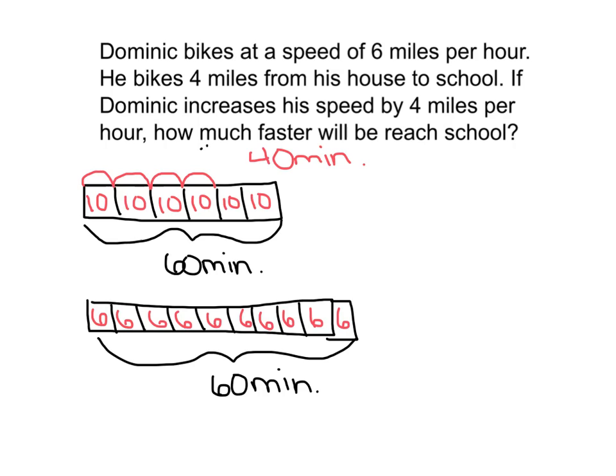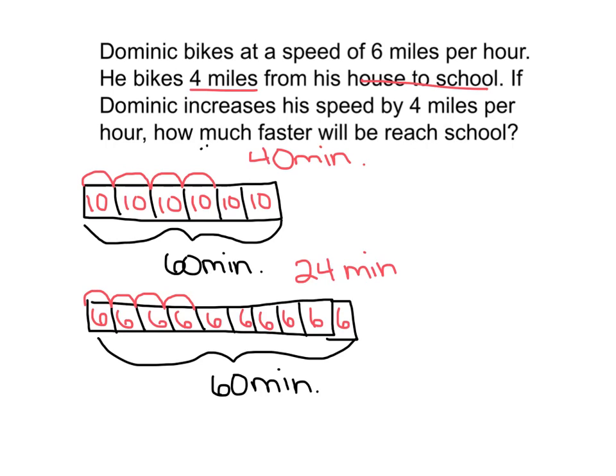Okay, so now our distance from house to school doesn't change. Dominic is still biking 4 miles from house to school. So he's just doing it a little bit faster. So 1 mile, 2 mile, 3 mile, 4 miles. So now 4 miles would take Dominic 6 times 4, which is 24 minutes.